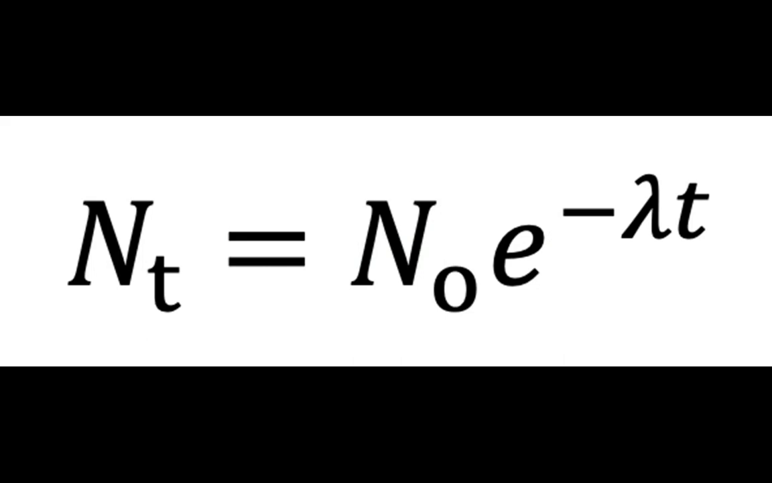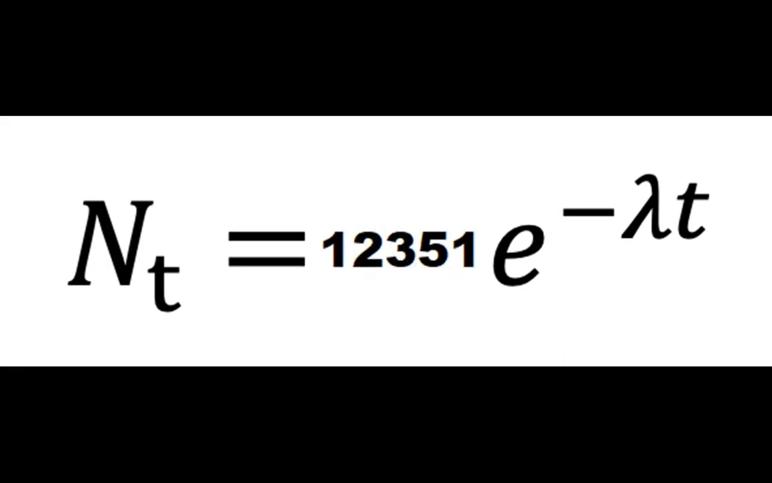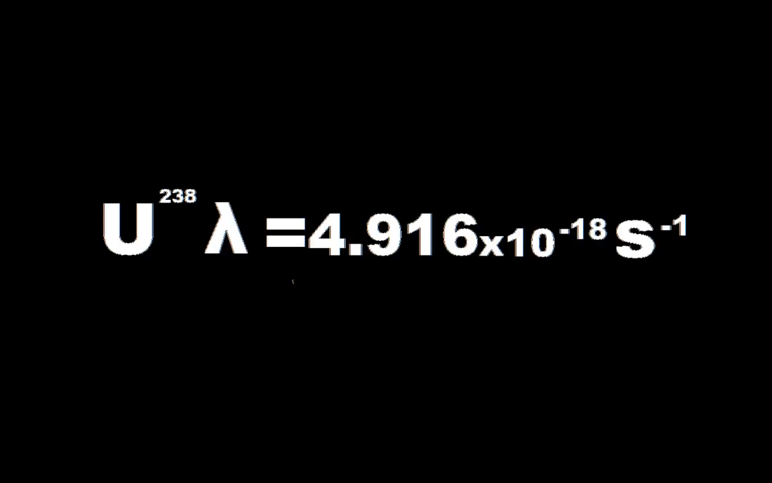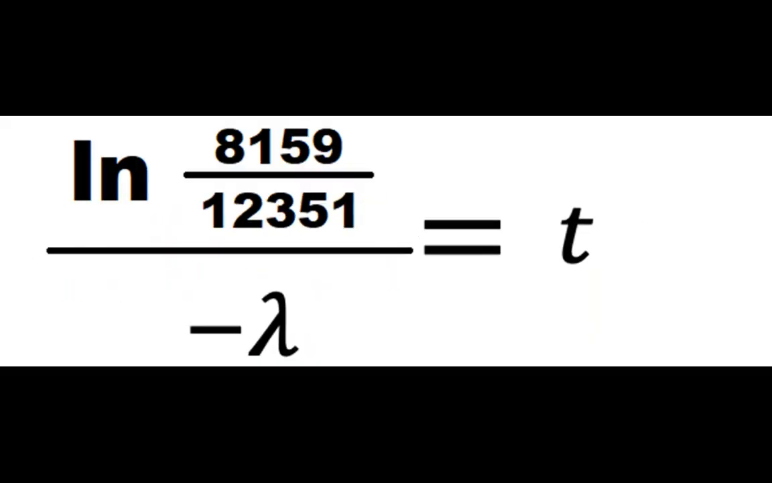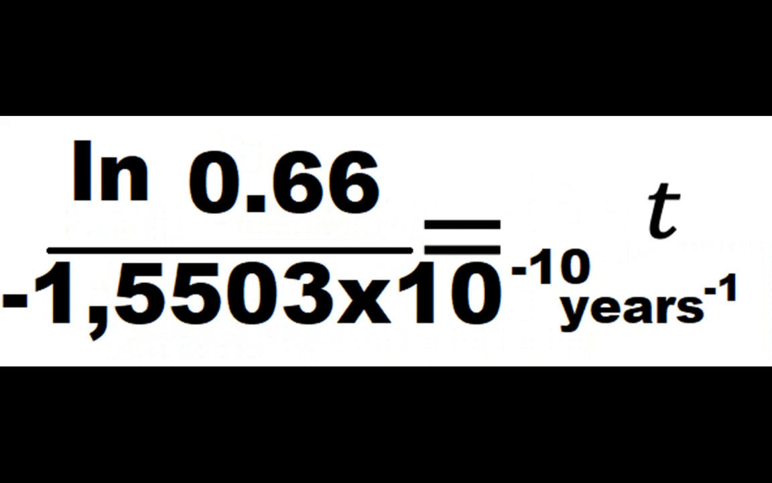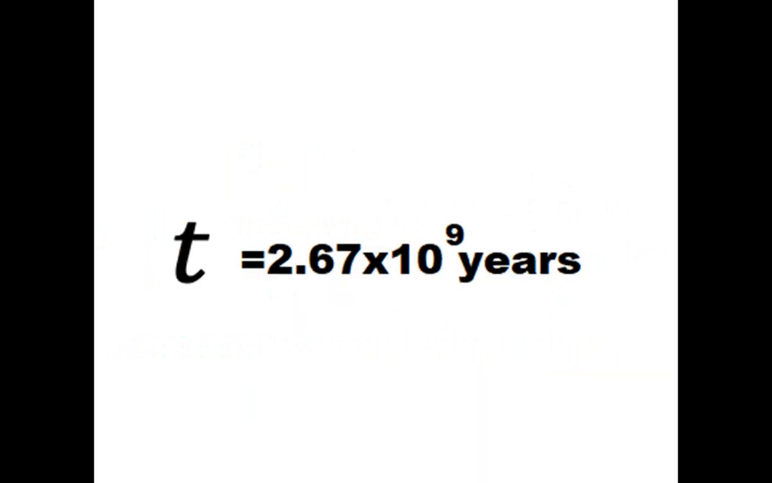This equation describes the relationship of the number of decaying nuclei as a function of time. N0 is the number of uranium atoms at T equals 0. This is the 12,351 we just calculated. N is the current number of uranium atoms measured by the instrument, which is 8,159. Lambda is the decay constant of uranium, which is the inverse of the half-life expressed in seconds. And that's it. All that's left to do is to solve this, and we get 2.67 billion years.